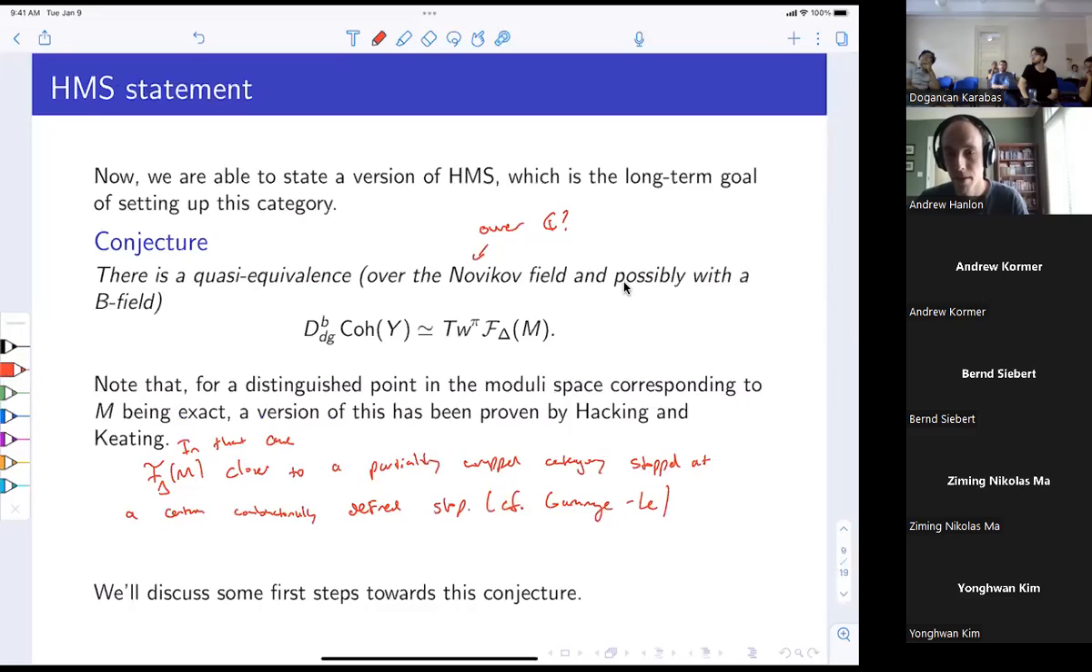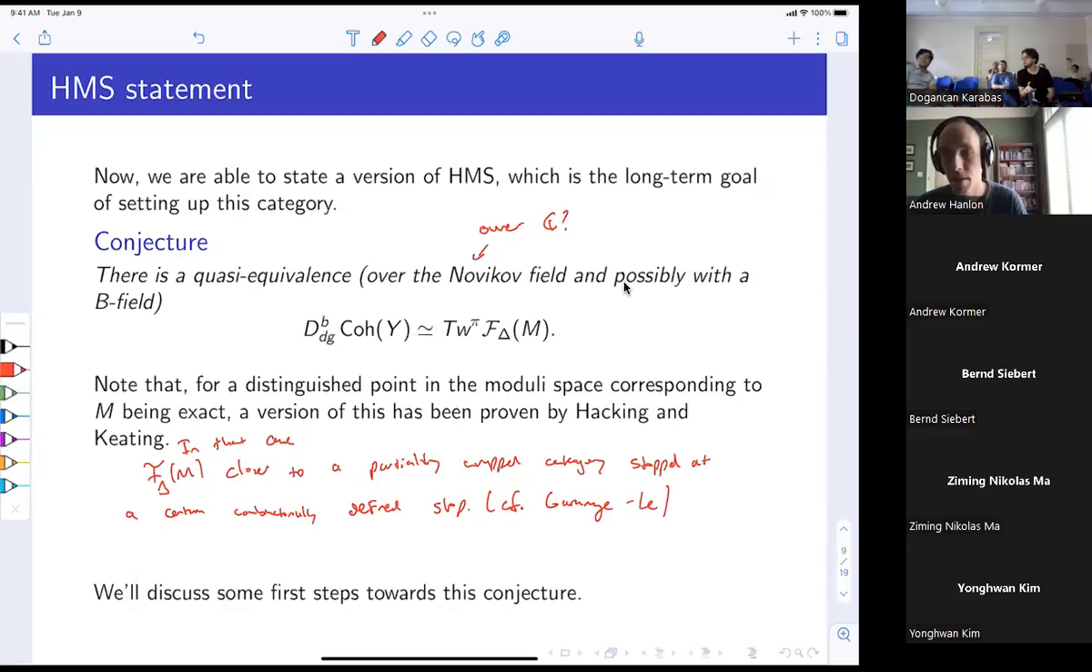But how about Y then? What is Y? Yeah, in this case I have this Y that's defined over C, and I should do some base change to get over the Novikov field, and then I need to be a little bit more careful though. Is it a degeneration over the Novikov field, or will it be just the base change?